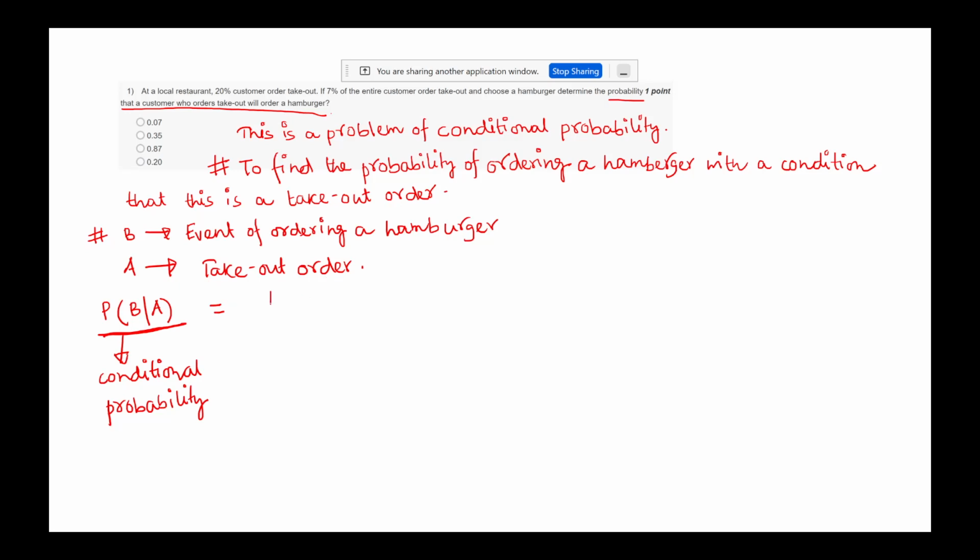Okay, I will give one more hint. The formula is P of B intersection A divided by P of A. It means that the conditional probability of event B with the condition that A happens is the probability of B and A happening simultaneously divided by the probability of A happening. Okay, so please try to solve it.